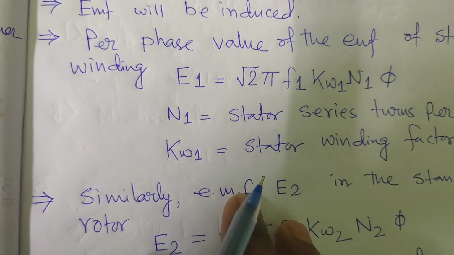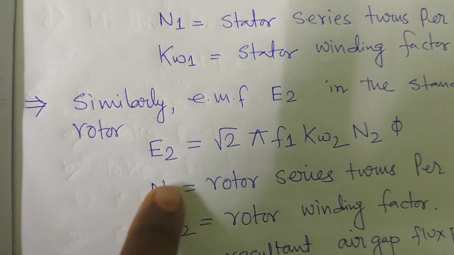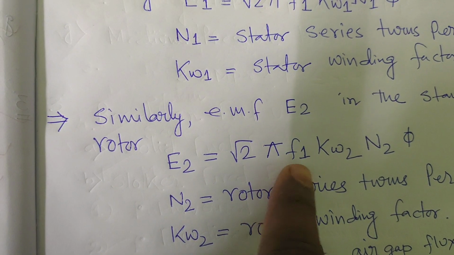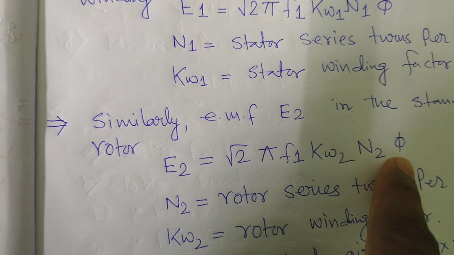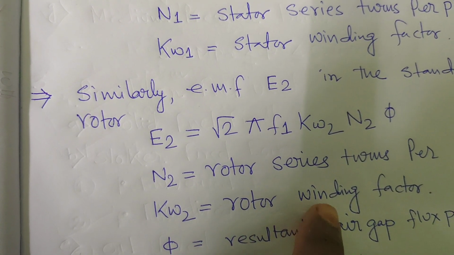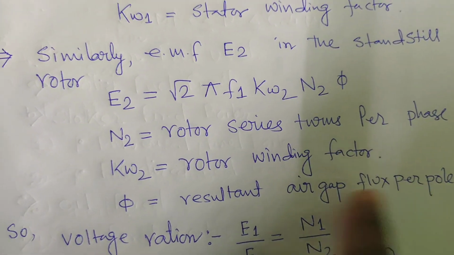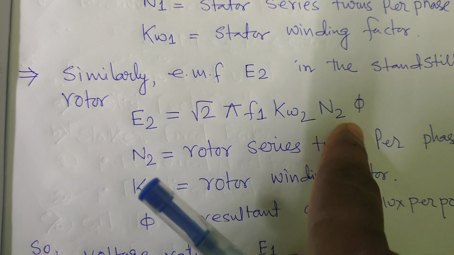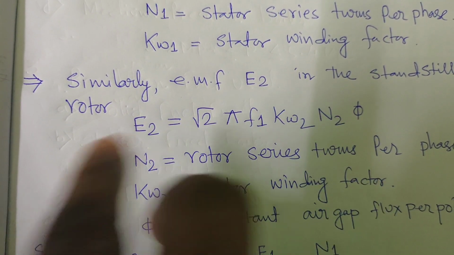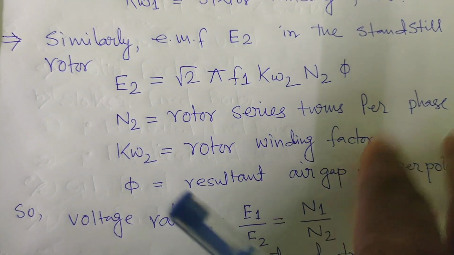Similarly, the same amount of flux will be generated in the standstill rotor. So if we consider E2, as in this picture, E2 will be root 2 pi F1 KW2 N2 phi. N2 is the rotor series turns per phase, KW2 equals the rotor winding factor, and phi is the resultant air gap flux per pole. Resultant flux means the stator flux is interacting with the rotor flux also, so it is the resultant flux.